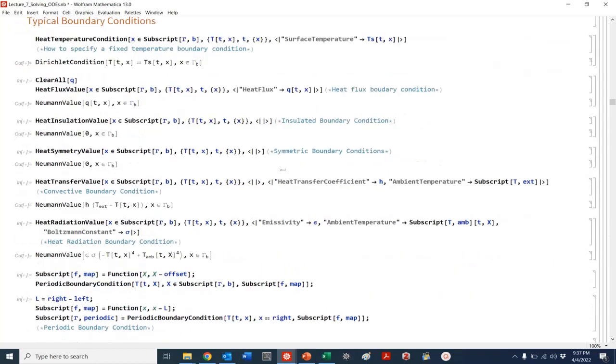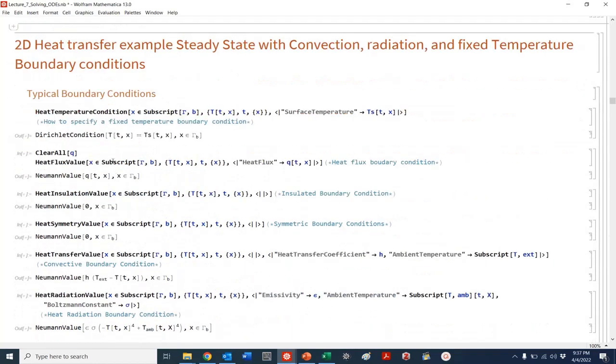Excellent. So next time we're going to look at one of the suites that's available in Mathematica, which allows us to essentially solve heat transfer problems using built-in functions and functionality here. So we'll explore that next time.